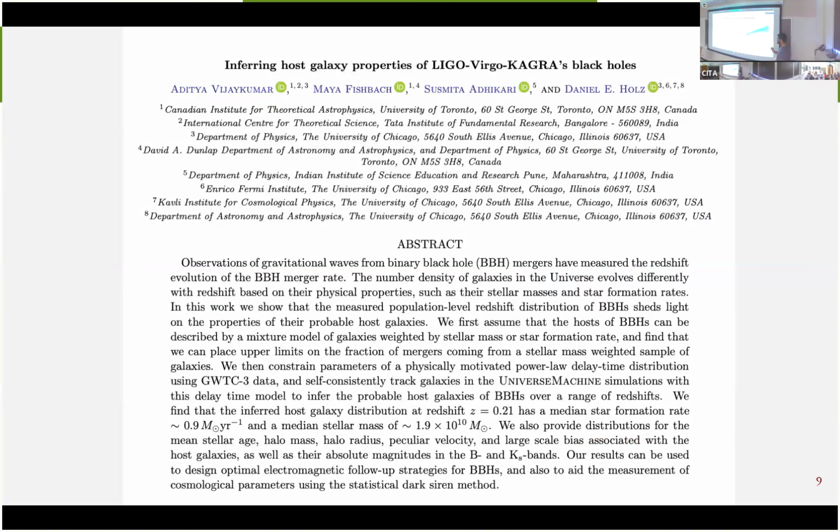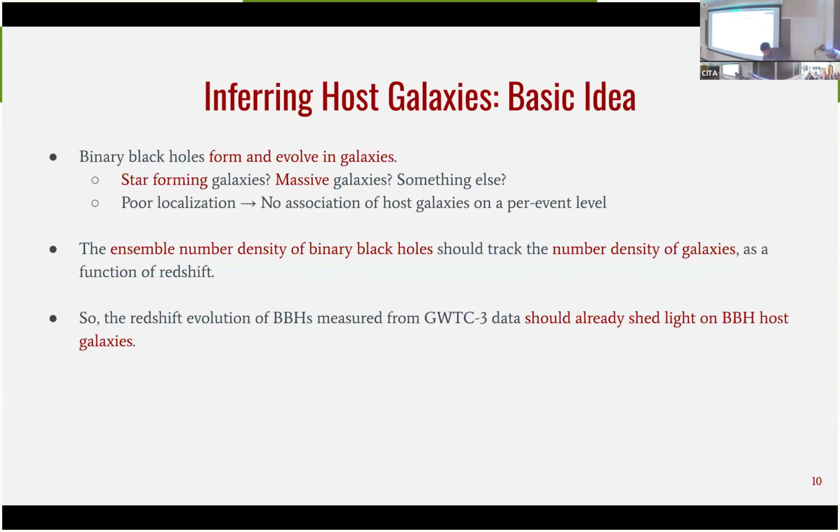Okay, so what I want to talk to you about today are basically two works, the first of which is a work that I put out a couple of months ago, in collaboration with Maya, who's here, Sushmita, who's a professor in Pune, India, and Daniel Holz, who's a professor at Chicago. Okay, so this deals with inferring the host galaxies of binary black hole events.